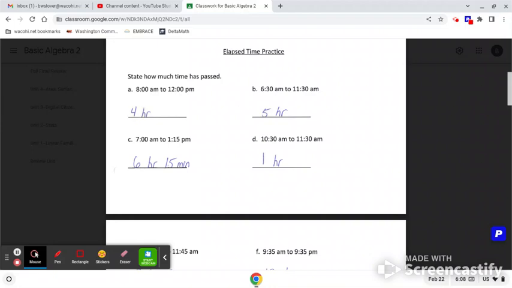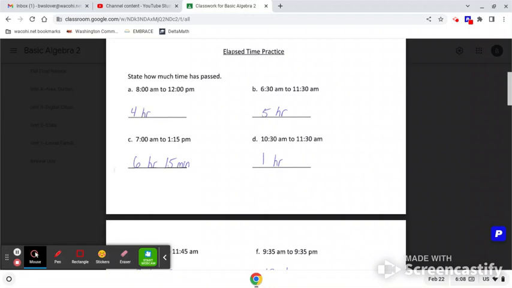Now, letter C is 7 a.m. to 1:15 p.m. So 7, 8 is 1 hour, 9, 10, 11, 12, 1. If I go to 2:15, I've passed the 1:15, and I don't want to go past it. So right now I'm at 6 hours. That brings me to 1 o'clock. Well, how many more minutes do I need to get to 1:15? I need 15 more minutes. So my elapsed time from 7 a.m. to 1:15 p.m. is 6 hours and 15 minutes.